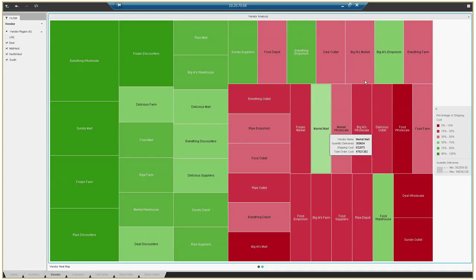So what this is telling me is that Big Al's and Mart and Food Warehouse are doing quite well in terms of keeping their shipping costs low relative to the orders that they actually deliver. So what we might want to do is find out from these particular vendors what they are doing differently that makes them able to keep their shipping cost low.